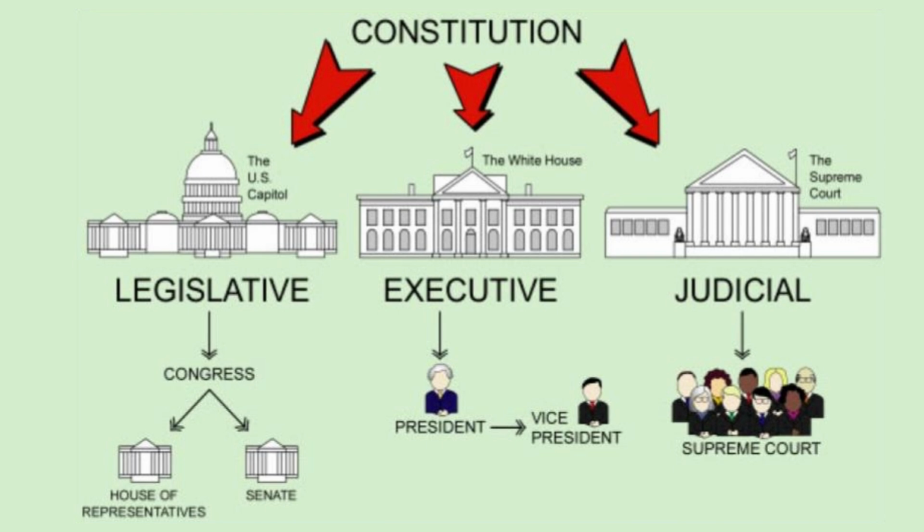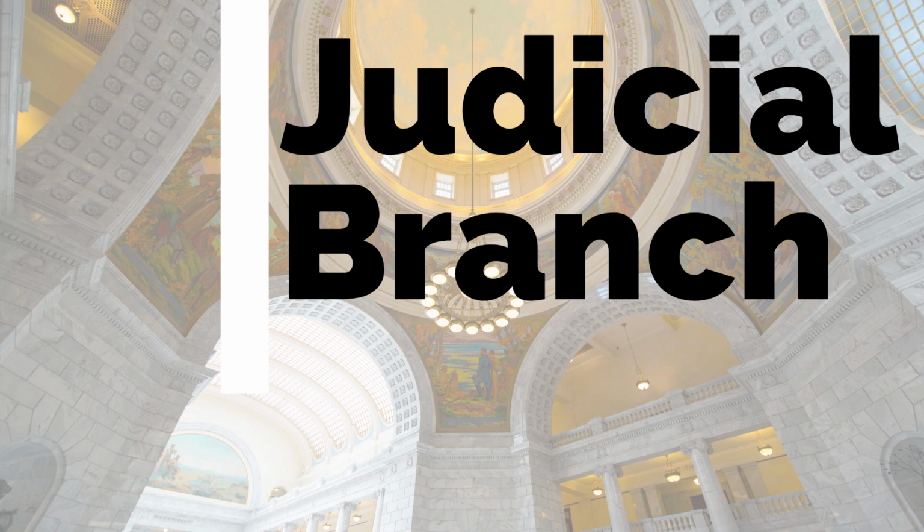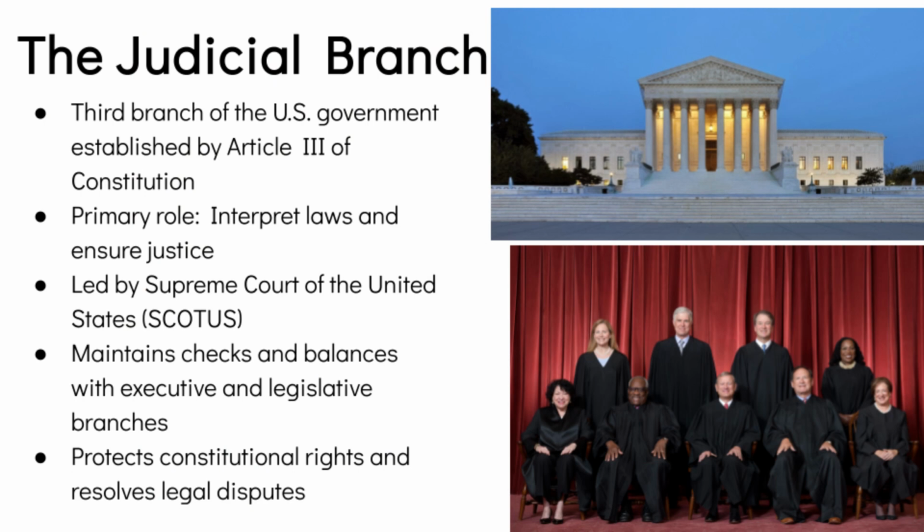The judicial branch, established by Article 3 of the Constitution, is the third branch of the U.S. government. Its main role is to interpret laws and ensure justice. Led by the Supreme Court of the United States, or SCOTUS, this branch maintains checks and balances with the executive and legislative branches by reviewing and overturning unconstitutional laws. Moreover, it resolves legal disputes, ensuring that all citizens receive fair treatment under the law.